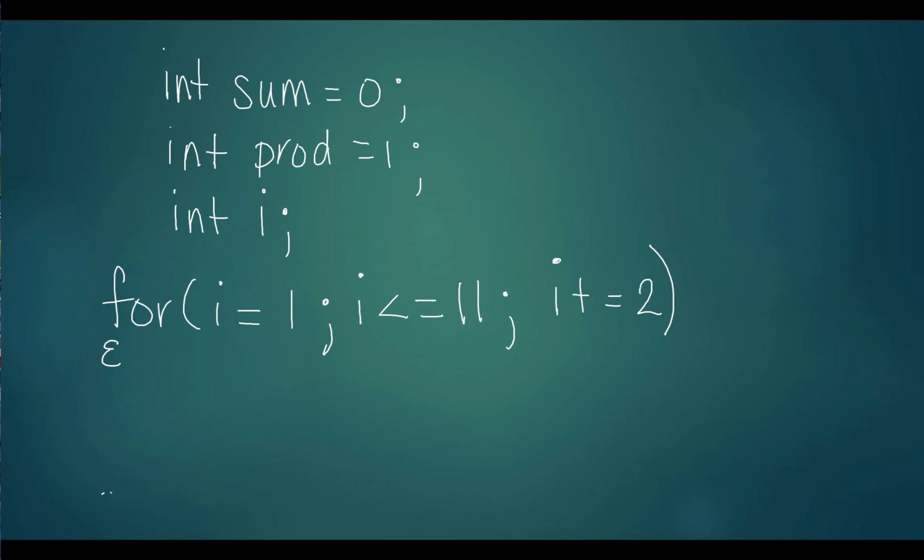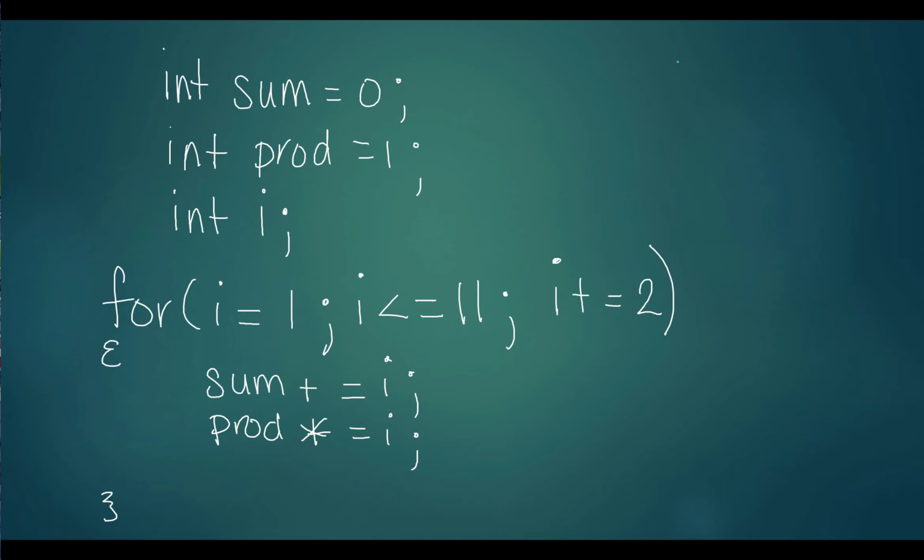And then inside here, we're going to calculate our sum. Sum plus equals I. We're going to calculate our product. Product times equals I. And again, we could print the I onto the screen, but I'm running out of space. So let's just do a couple of test cases to see if this is working properly.